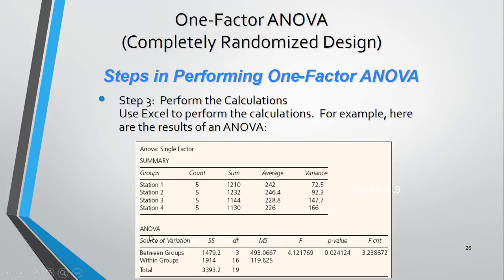Then after you do the ANOVA, you find this between-group SSA here, and this, 1914, is the SSE. The degrees of freedom here is 3. Why is it 3? Because you have 4 groups, 1, 2, 3, 4, and 4 minus 1 is 3. And the total degrees of freedom is 19. Why is it 19?